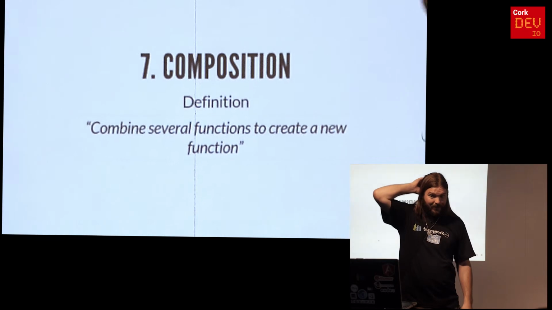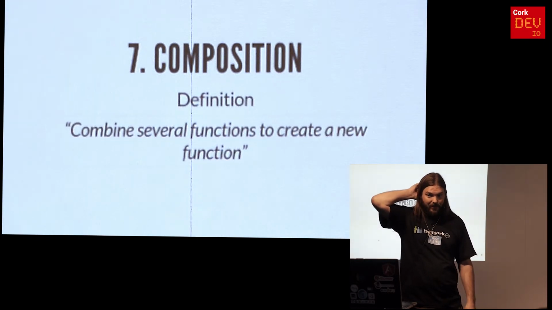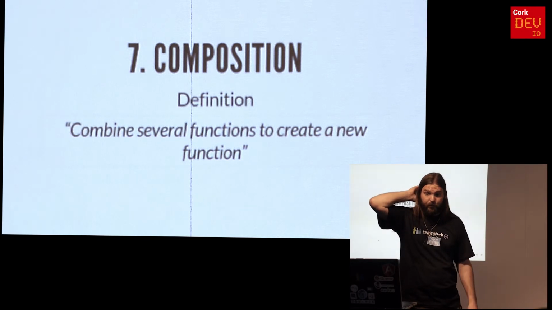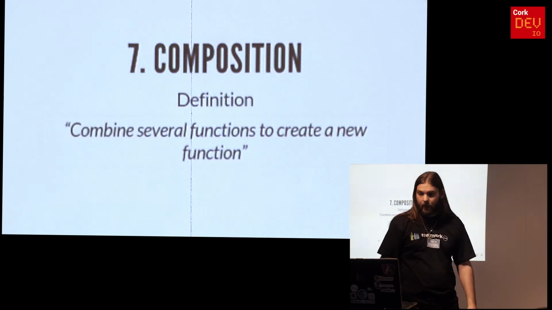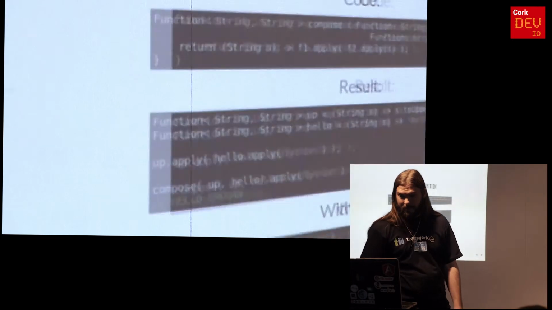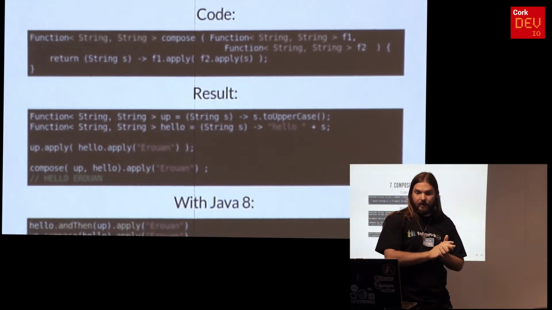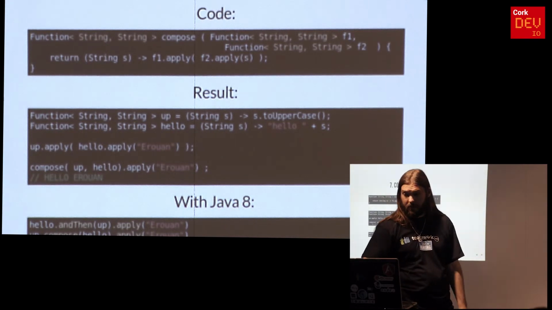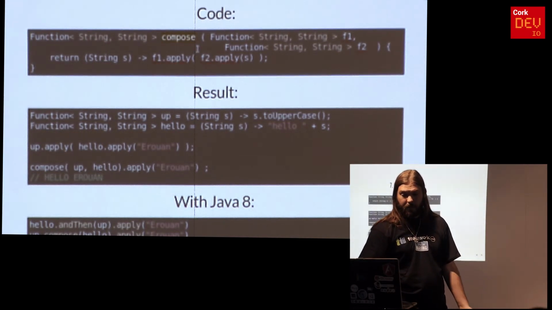So the last one, composition. Composition is very easy to understand. It just combines several functions to create a new function. If we have to write that in Java, it's really easy. We create a method that takes two functions, and the return of that method will be the application of those two functions. That's it.